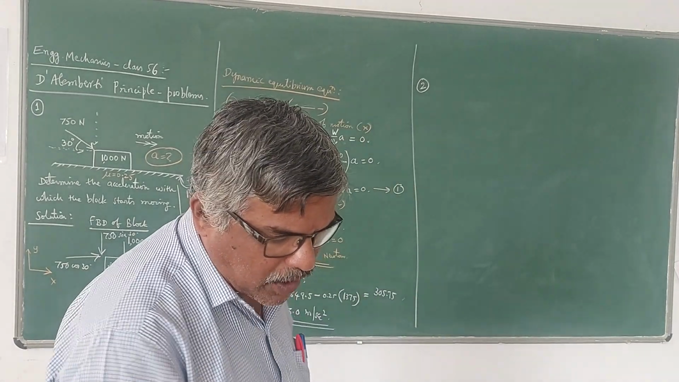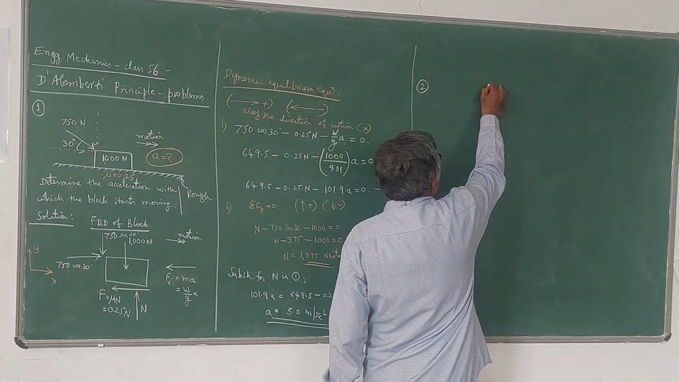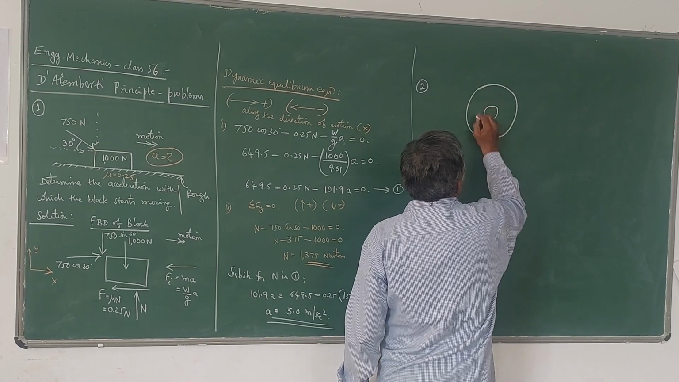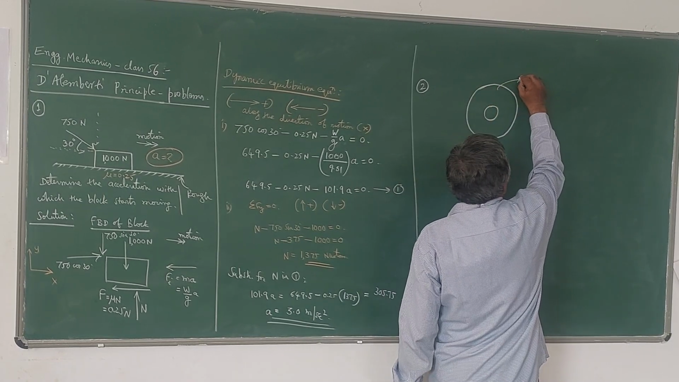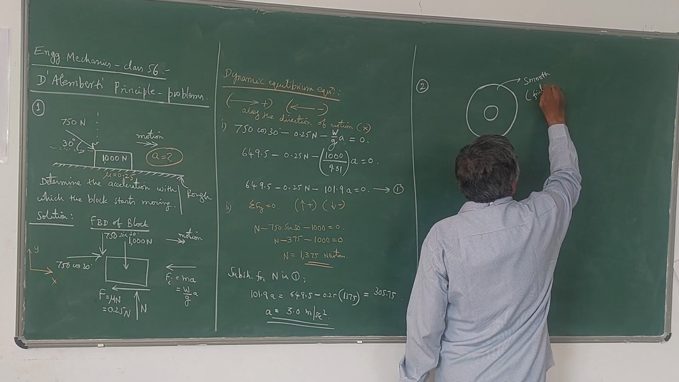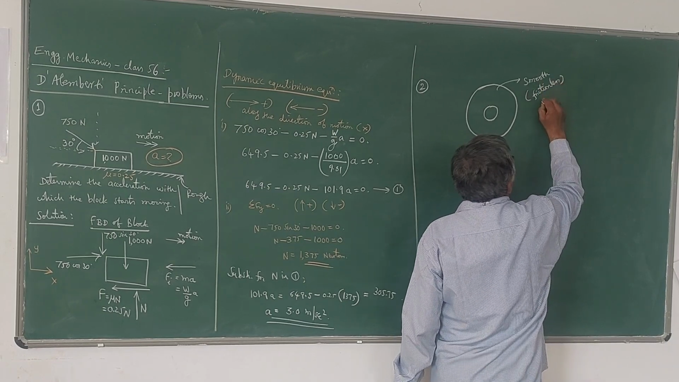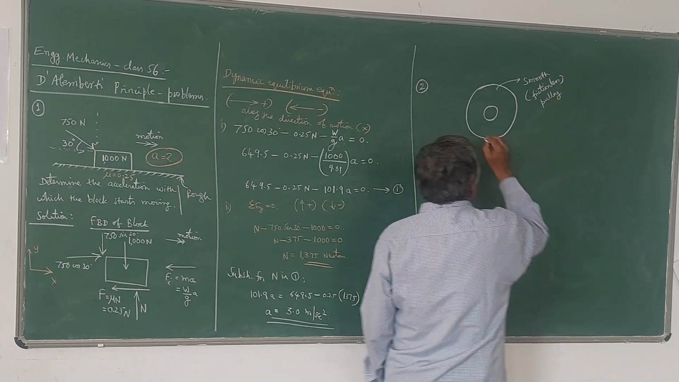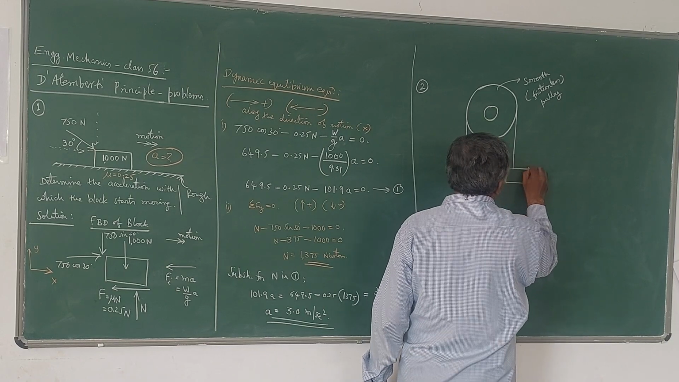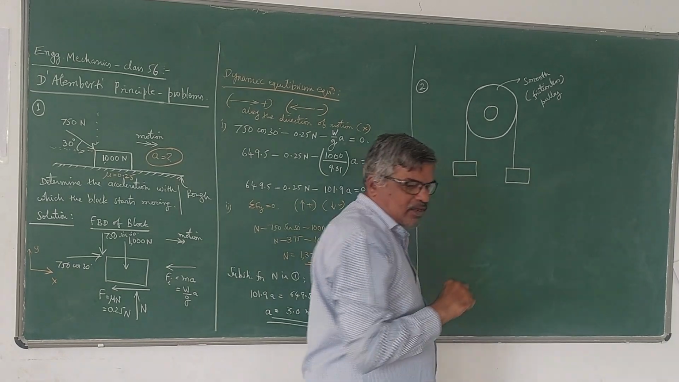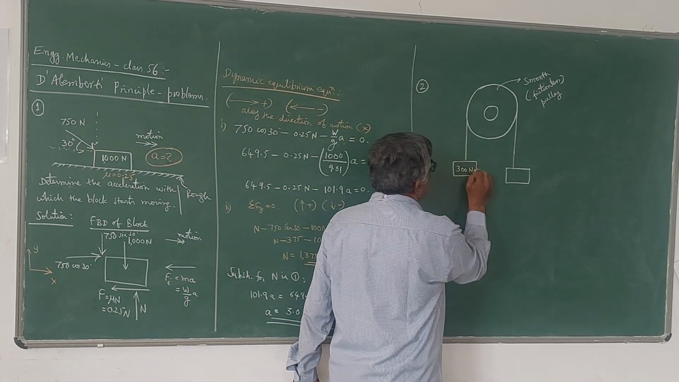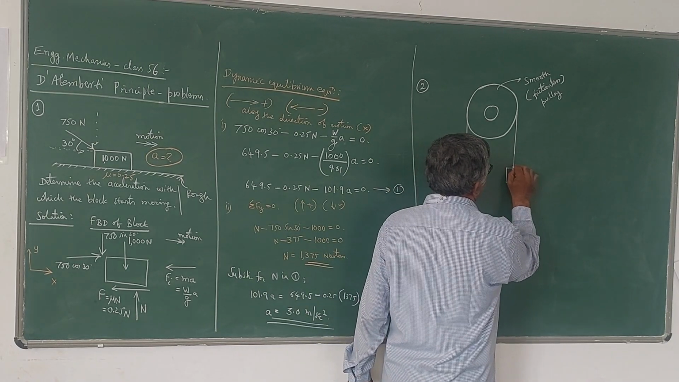In the second problem, two blocks are hung over a pulley like this. See, this is a pulley, which I can call a smooth pulley, smooth or frictionless. So two blocks are connected to this pulley. One block weighs 300 Newton, another block weighs 450 Newton. So this is a smaller block, 300 Newton is the weight. This is 450 Newton is the weight. So this is the system.